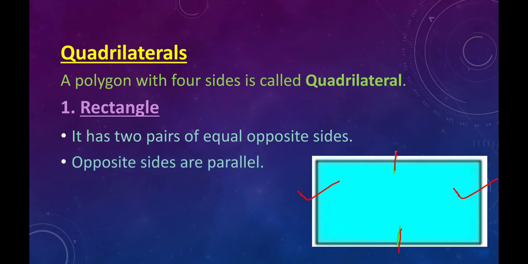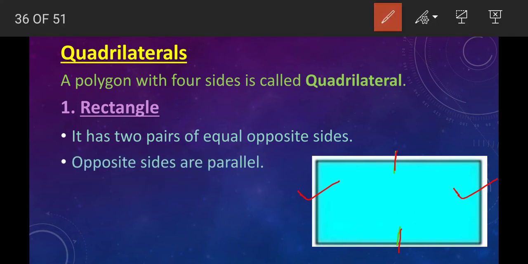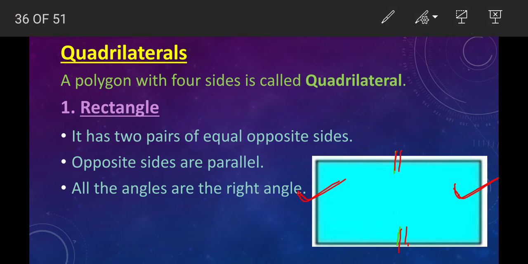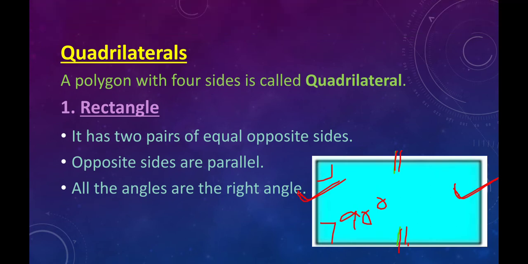Second point is opposite sides are parallel to each other. Parallel means the gap between any two lines is equal. So here this line and this line are parallel to each other and these two are parallel to each other. Opposite sides mean front sides. Next, third point is all the angles are right angles. If we measure each angle, that is each corner, then we will get each angle is 90 degrees. So all angles are 90 degrees. Clear? So the points are: opposite pairs of sides are equal and parallel, and all angles are right angles, that is 90 degrees.